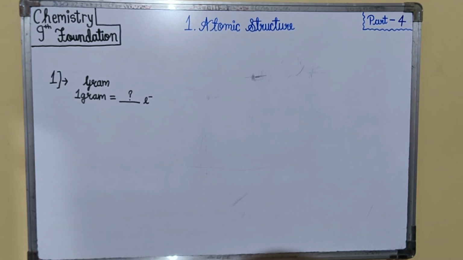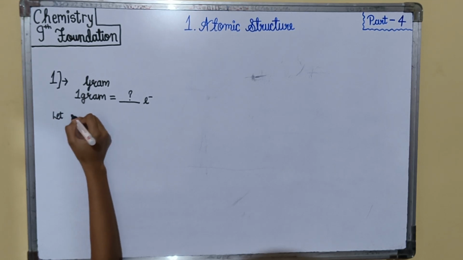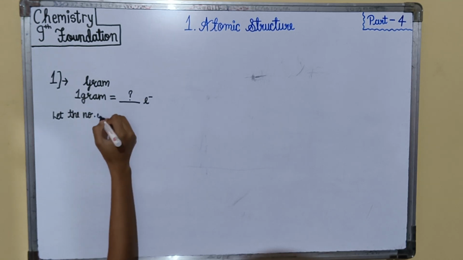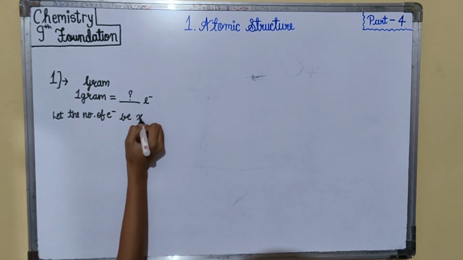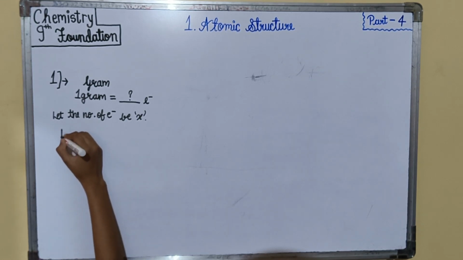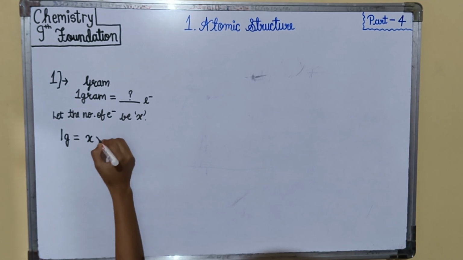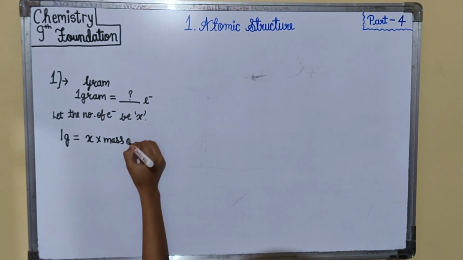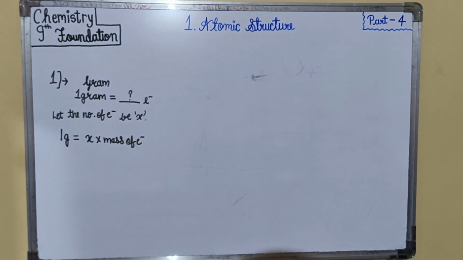So let the number of electrons be x. Then 1 gram is equal to x into mass of 1 electron.